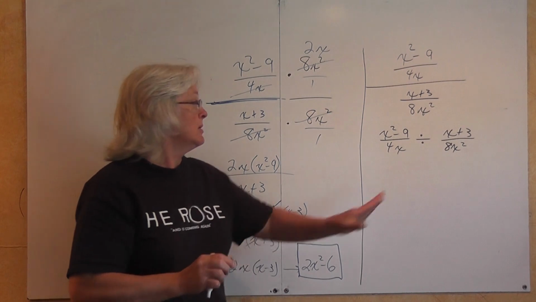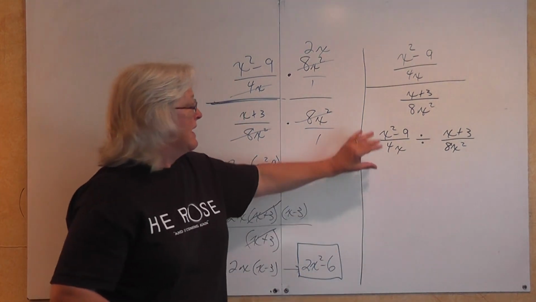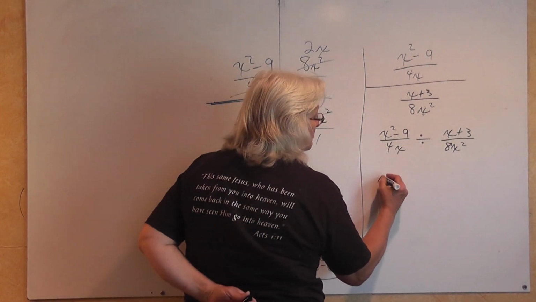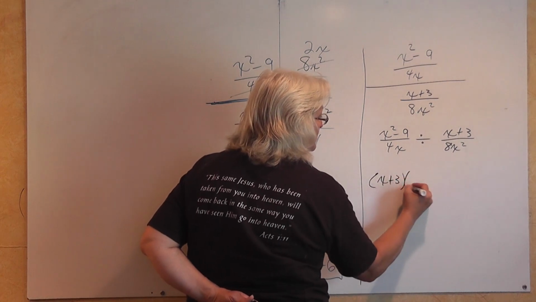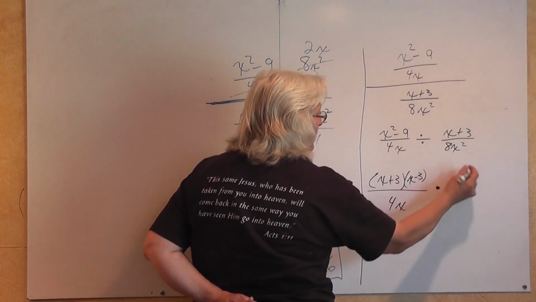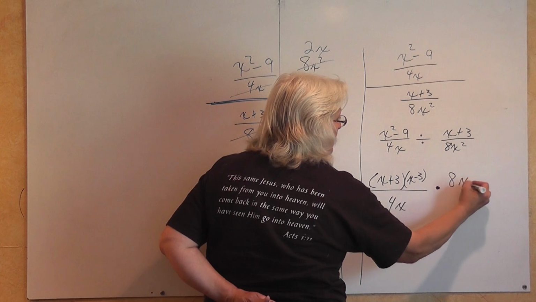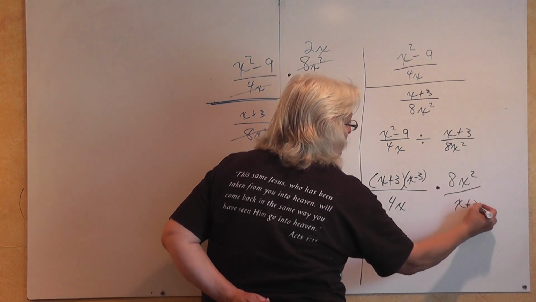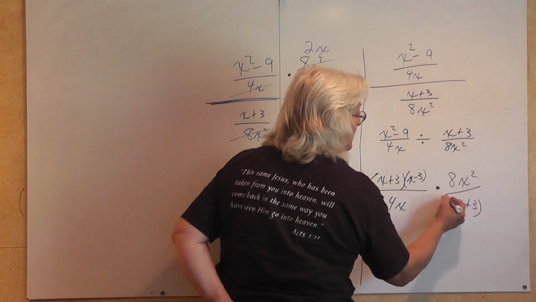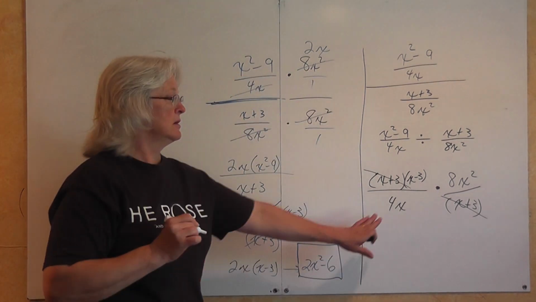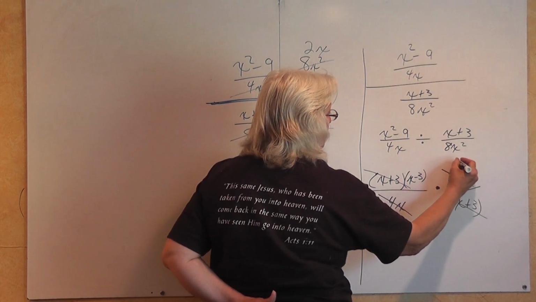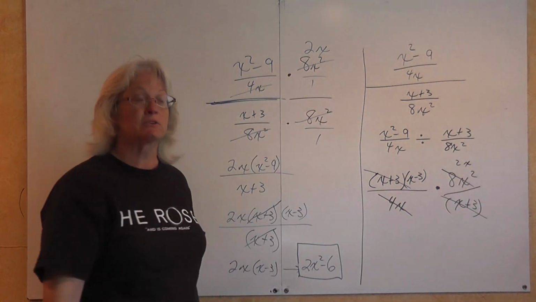We're going to multiply by the reciprocal. And as I write my step this time, I see that I've got x squared minus 9. I'm going to go ahead and factor this difference of two squares. x plus 3 times x minus 3, divided by 4x, multiplied by the reciprocal, 8x squared over x plus 3. It's very straightforward now to cancel common factors. You have x plus 3 that cancels. You have a factor of 4x that cancels. What you have remaining here is your 2x.